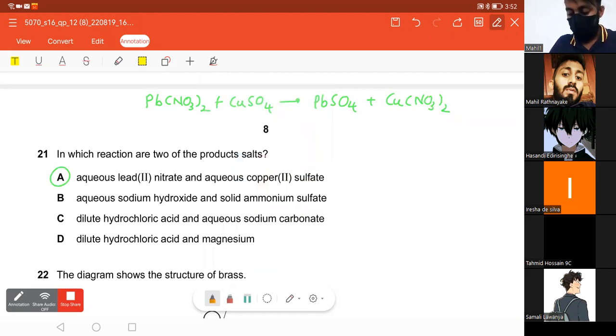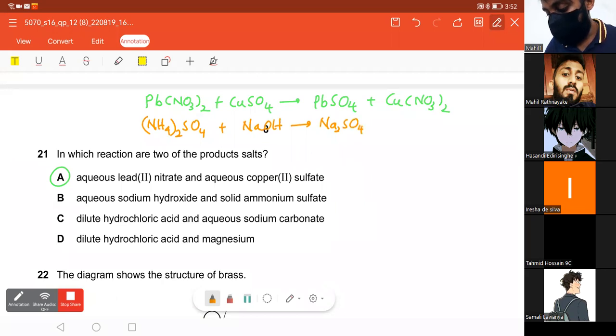Write the next equation. Ammonium sulfate with alkali. Any ammonium salt with alkali, what are the products? Salt, ammonia, and water. Ammonium sulfate (NH4)2SO4 plus NaOH, sodium hydroxide. What is the salt? Sodium sulfate plus ammonia and water. It's wrong. They said two salts, but here it forms one.